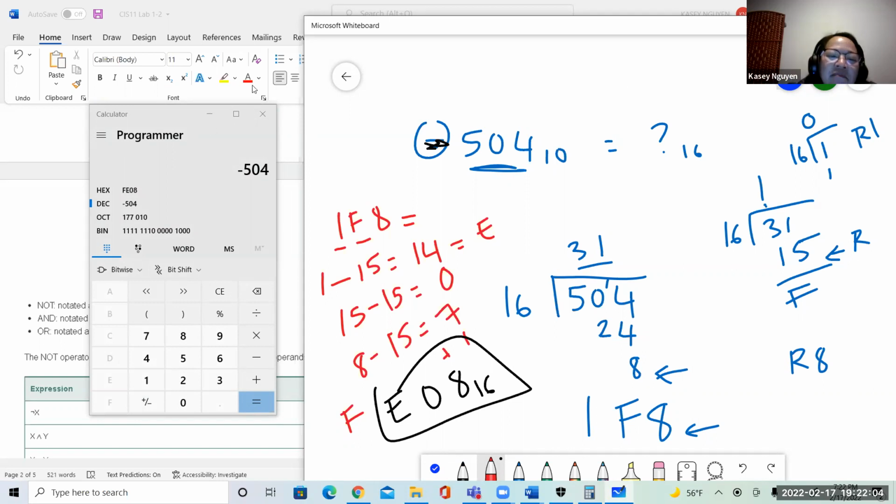And I have my mode as word, so this will store the 16 bits. In a larger decimal number, when you convert it, you've got to change the size of the storage, so that it would be able to store all the hex value. Otherwise, it's going to cut it off.